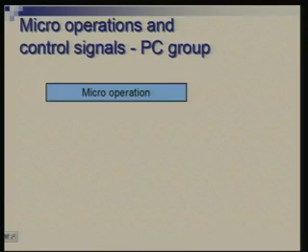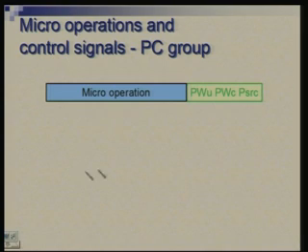So, first we talk of a group of signals called the PC group, which are related to the program counter and its address. So, I will build a table where I list micro operations which are related to PC and the signals which are related to PC. The signals you can see right now, one is P source, the last multiplexer which is being controlled by this, and the write signal for PC I have split into two signals here, PWU and PWC, PC write unconditional and PC write conditional.